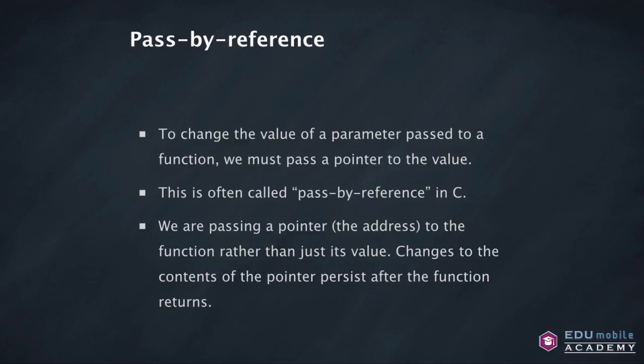We are passing a pointer. In other words, we're passing the address of a variable to the function rather than just its value. Therefore, changes to the contents of that pointer, star, persist after the function returns. So this is how we can change values. This is how, for example, hint, hint, we can swap two values and retain their swapitude, or their swappiness, or whatever, after the function returns.